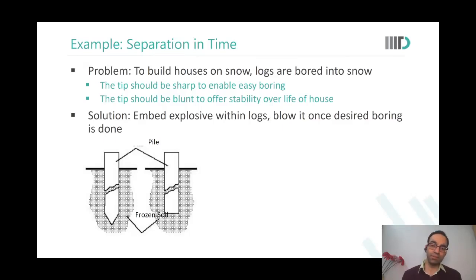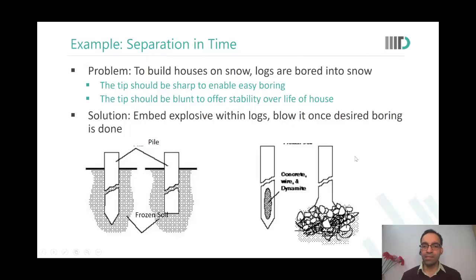So what is done is we separate the requirements in time. We say that, okay, when I am boring, I will have a pointed tip. But this tip actually has an explosive inside it. I will blow this dynamite away once I have reached the depth that I require. So the head of the log becomes blunt now. It was sharp when you wanted to bore, but it is blunt when you want that stability.